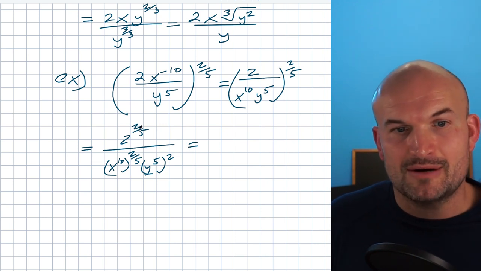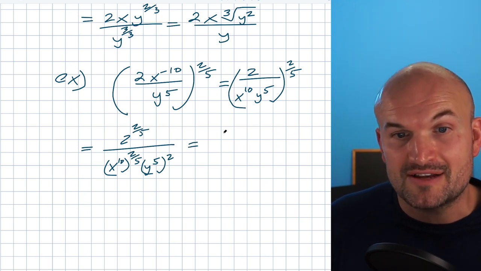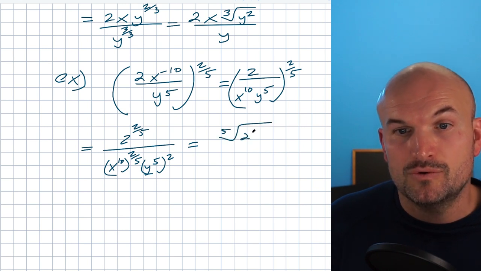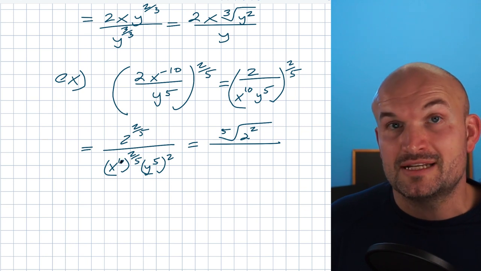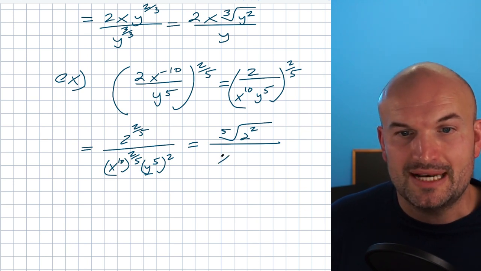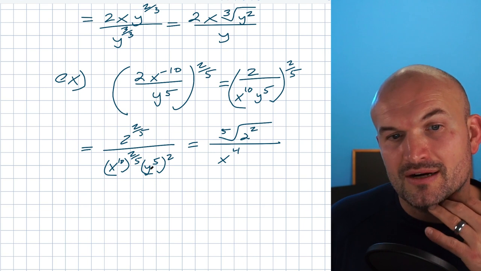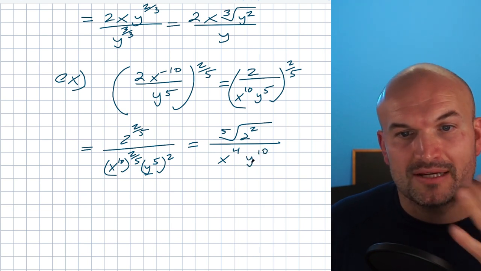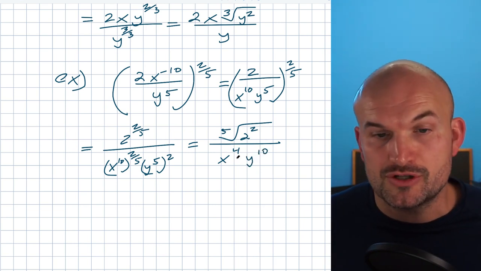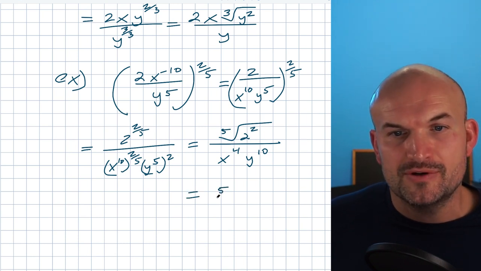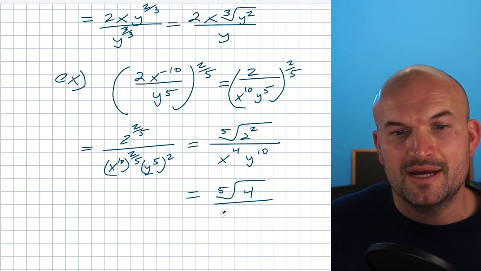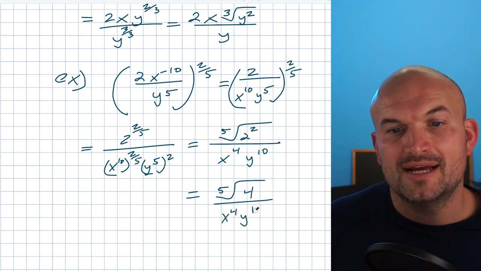So now in this case, I can't really do anything with the 2, but I can rewrite this as the fifth root of 2 squared. And here I have 10 times 2/5. Well, 5 divides into 10 2 times. So therefore, that's going to give me an x to the fourth. And then over here, that's going to be a y to the 2nd. Now, again, I don't need to rationalize these, right? There's no radicals. And I could just rewrite my numerator here as the fifth root of 4 divided by x to the fourth, y to the 10th.